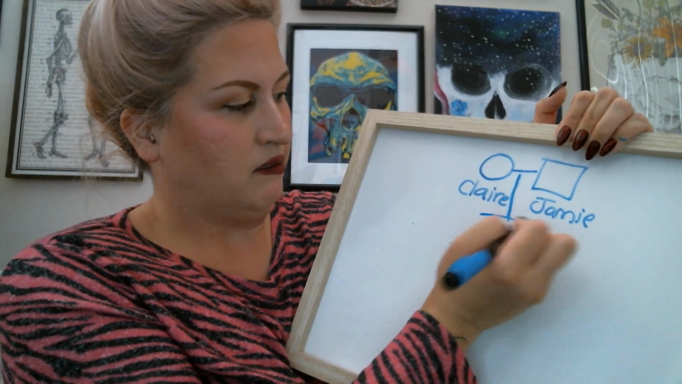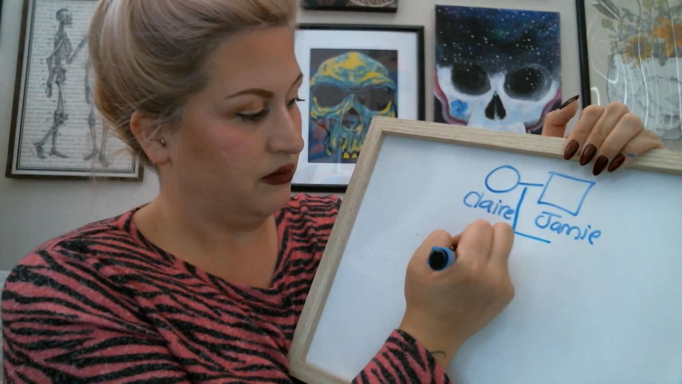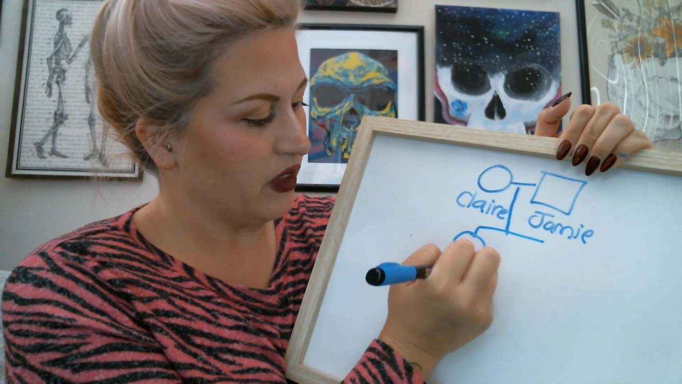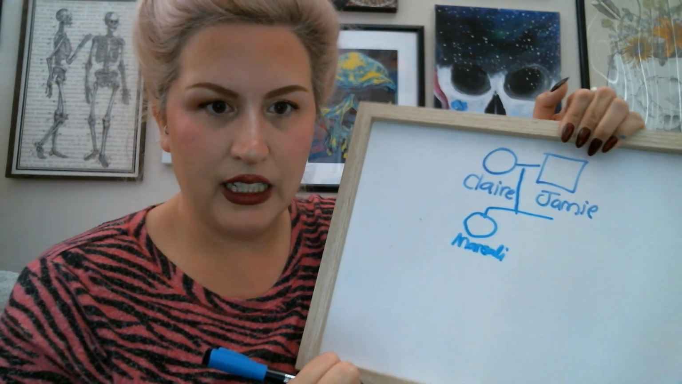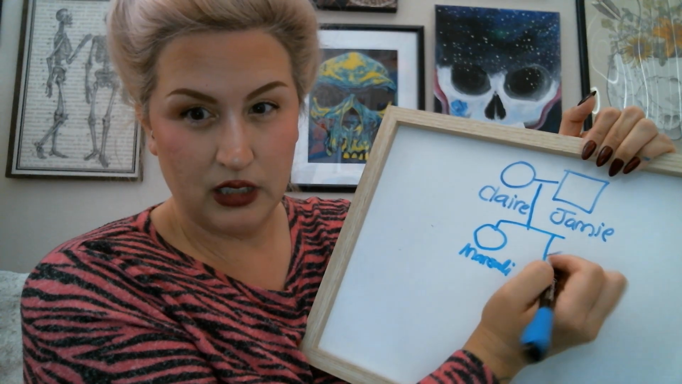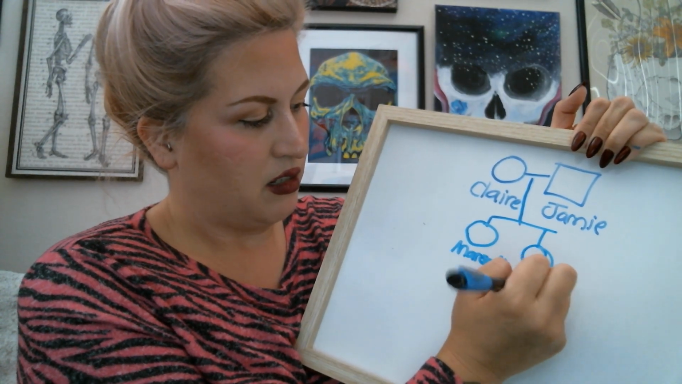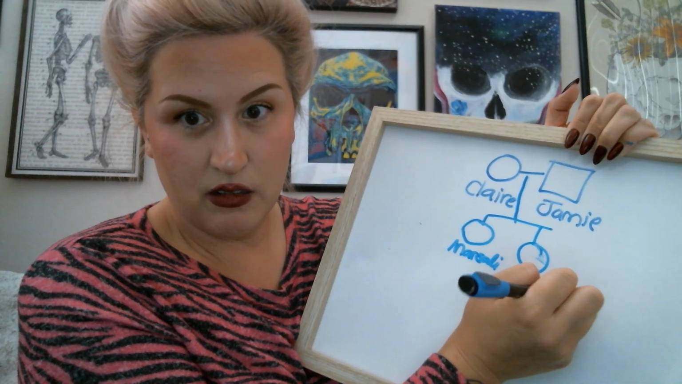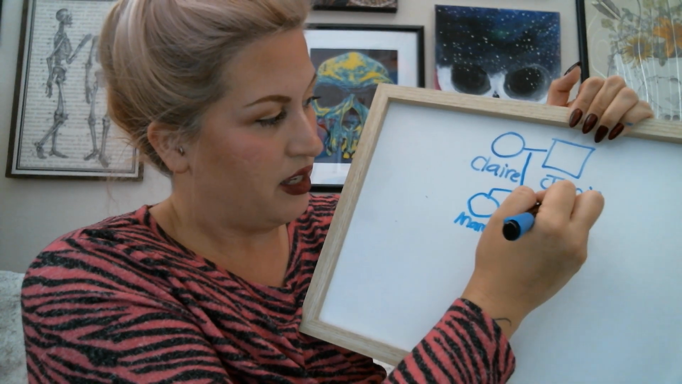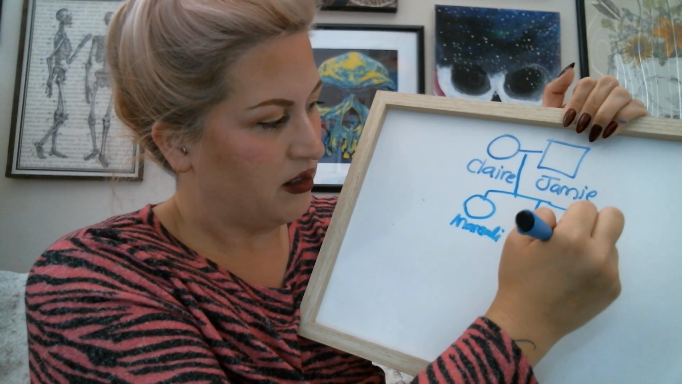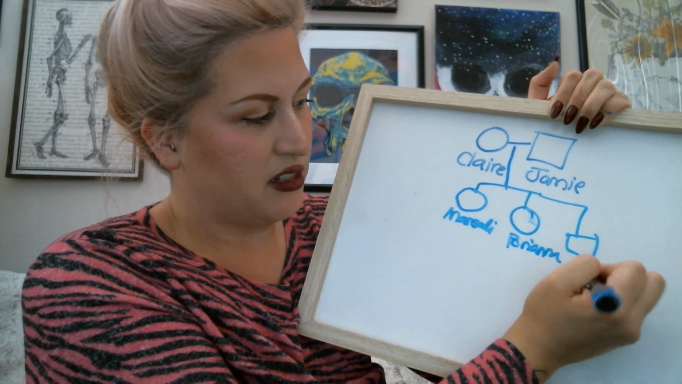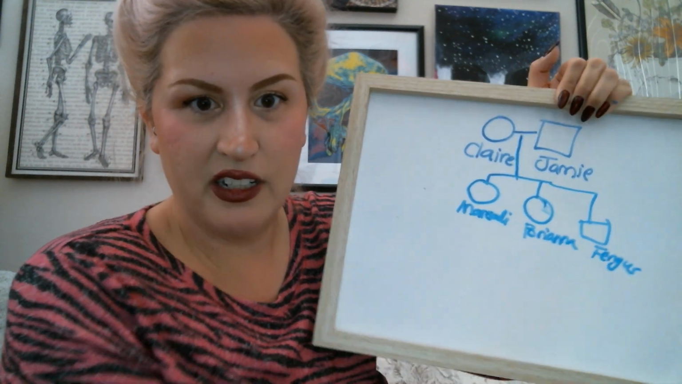Yeah, it's barely different. We've got Marcelly, Brianna, and Fergus. This is ridiculously crooked.